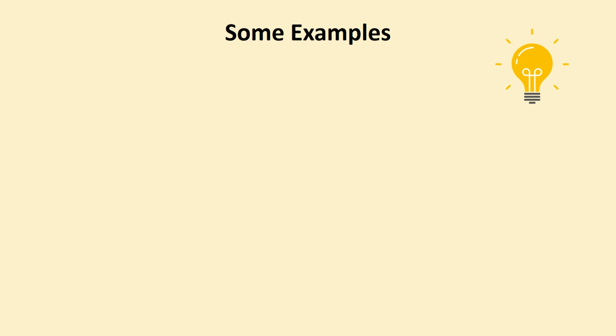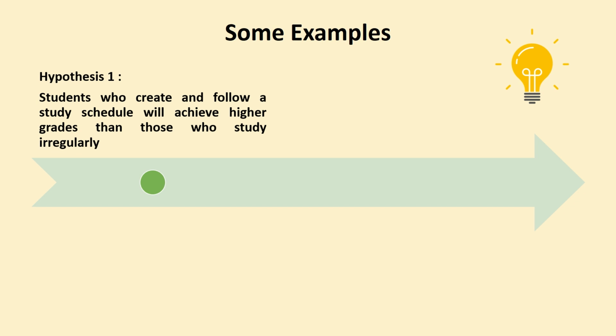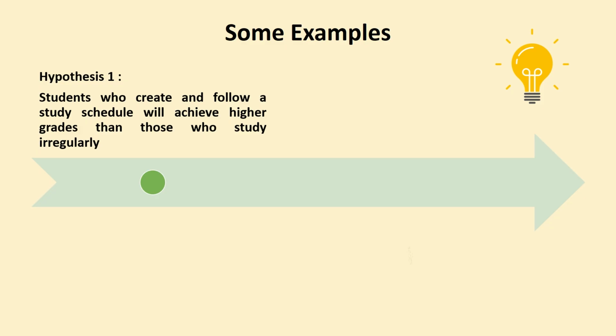Next, let us see some examples of hypotheses. Hypothesis 1: Students who create and follow a study schedule will achieve higher grades than those who study irregularly. As a researcher, whenever you propose a study, you hold some fundamental thoughts within, that this is happening due to this, and I am going to explore so and so. This is a hypothesis established between students' achievement and their study habits.